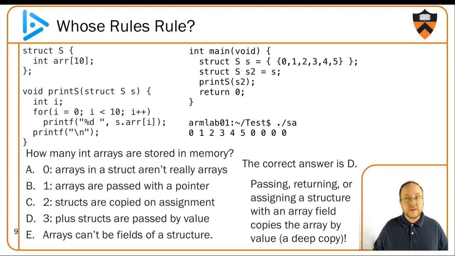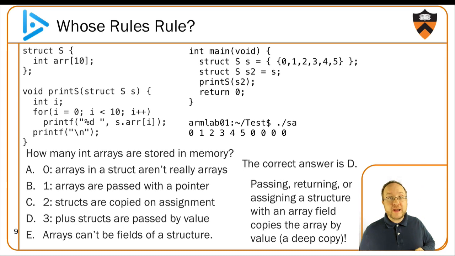There are 3. S has an array inside of it. When we do an assignment of S into S2, we make a copy. We do a full field-wise copy of everything, including the array. So even though we can't actually make that copy with just an assignment equals with arrays ourselves, underneath the hood, when assigning structures, we can.